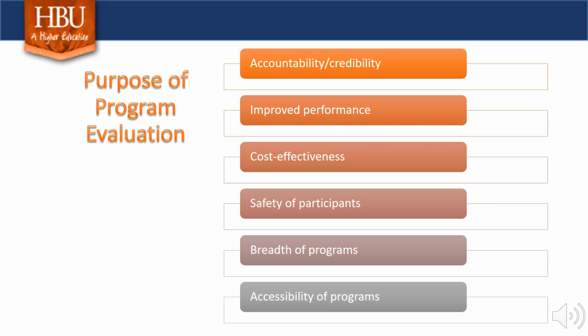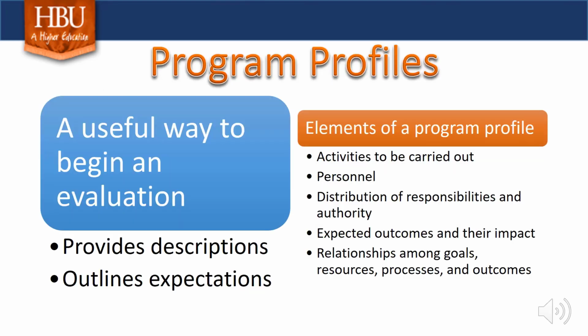It clarifies the program logic for its users, service providers, and administrators, and it offers advance information for any proposals for new programs. An effective way to begin an evaluation is to create a program profile. This is a description of the program that includes background information, structure and processes of the program, and expected outcomes and impacts. The elements of a program profile include such things as activities to be carried out, the personnel, the distribution of the responsibilities and authority, the expected outcomes of the program as well as their impact, and then the relationship among goals, resources, processes, and outcomes.